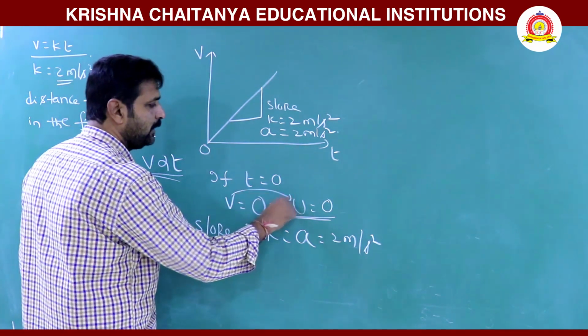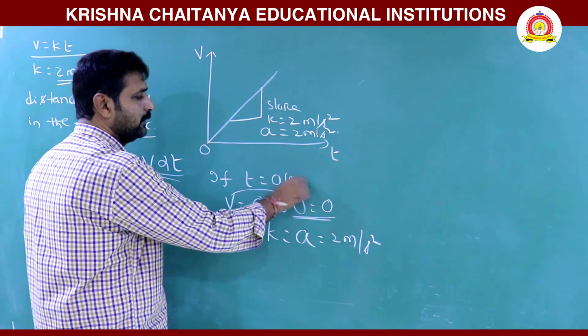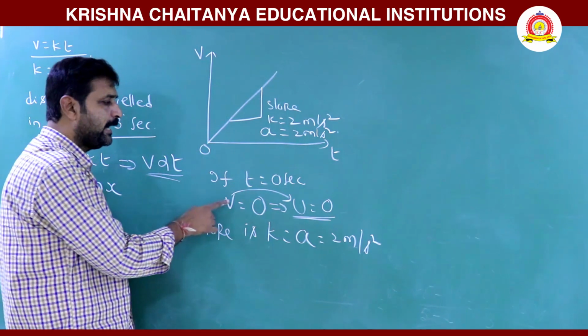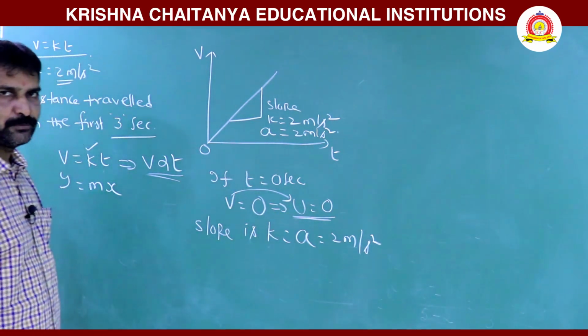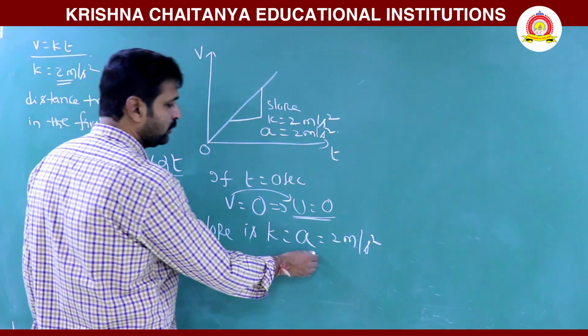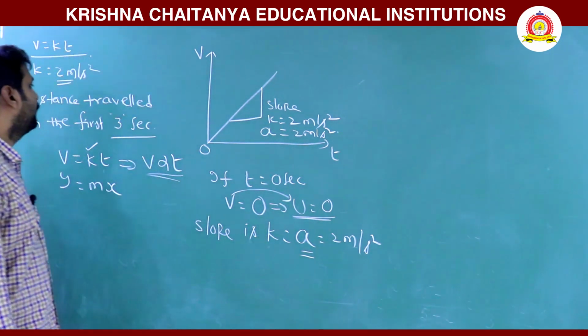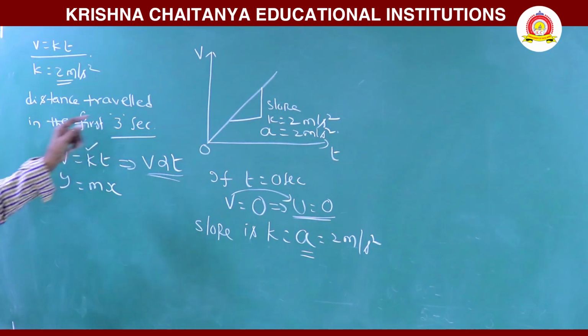This v is called initial, which means the velocity the body has at 0 seconds is the initial velocity. So initial velocity is 0, acceleration is 2, and you are asked to find the distance travelled in 3 seconds.